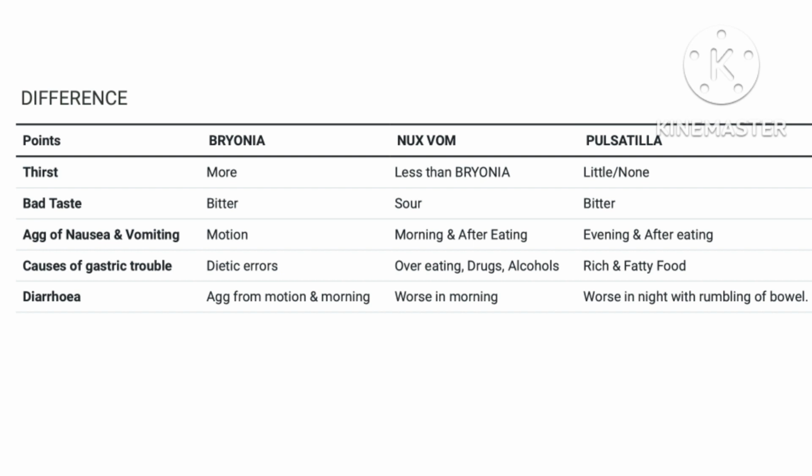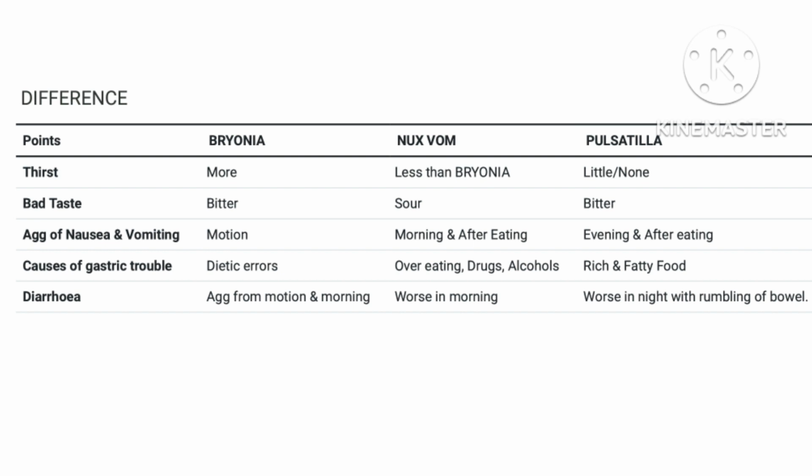In Bryonia, the causes of gastric troubles are dietetic errors, especially when warm weather sets in after cold. In Nux vomica, the causes of gastric trouble are overeating, abuse of drugs, tobacco, alcohol, etc. And in Pulsatilla, the dietetic errors are from rich fatty food, ice creams in excess, etc.